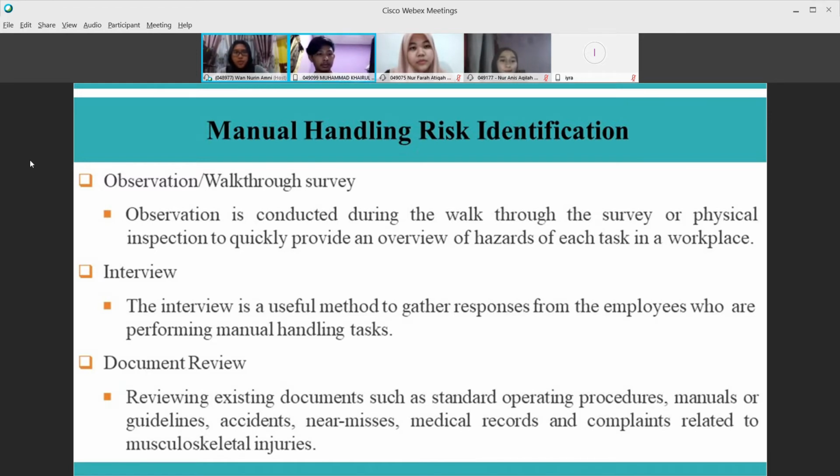Observation and walkthrough survey is conducted during the walkthrough, a survey of physical inspection to quickly provide an overview of hazards. Interview is a useful method to gather responses from the employees who are performing manual handling tasks. And lastly, document review, which is reviewing existing documents such as standard operating procedures, manual guidelines, and more.